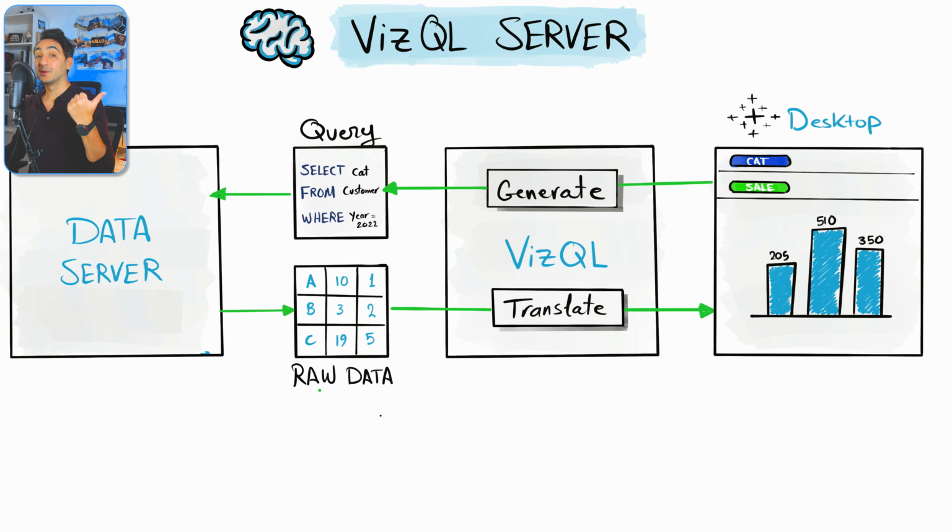Alright, so the VizQL is the brain. It is a very important Tableau component and is responsible for the visualization process. And mainly it does two things. It's gonna generate queries from user actions, and it's gonna convert and transform the raw data into visuals and images.